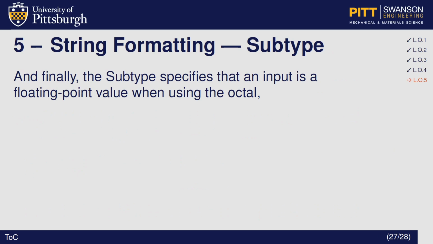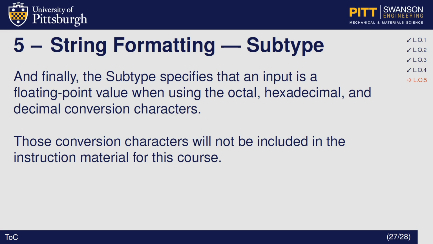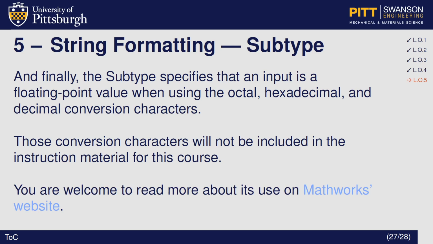Now the subtype specifies that for the octal, hexadecimal, and decimal conversions, the input should be treated as a floating point value instead of as an integer. These conversion characters will not be included in the instruction material for this course, but again, you are welcome to read more about the subtype on MathWorks' website through this hyperlink.